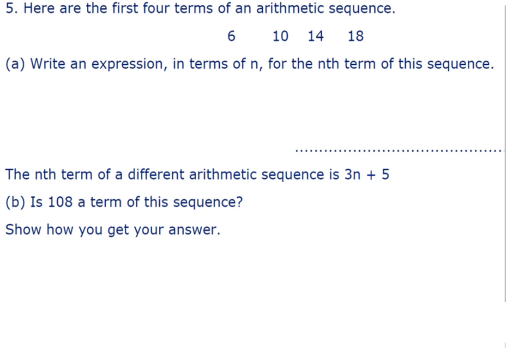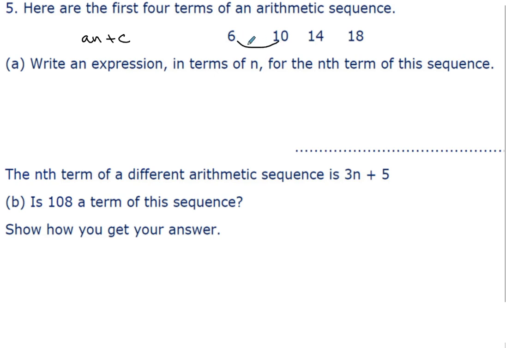Okay. Here are the first four terms of an arithmetic sequence: 6, 10, 14, 18. Write an expression in terms of n for the nth term of the sequence. And you should be an expert on this. Now you've watched part 1. Remember, the formula is an plus c.